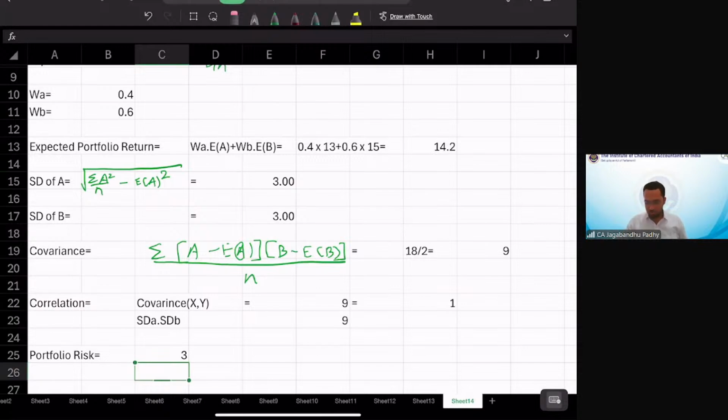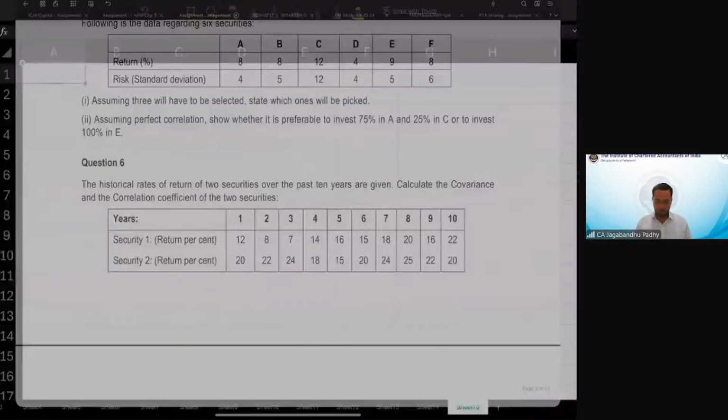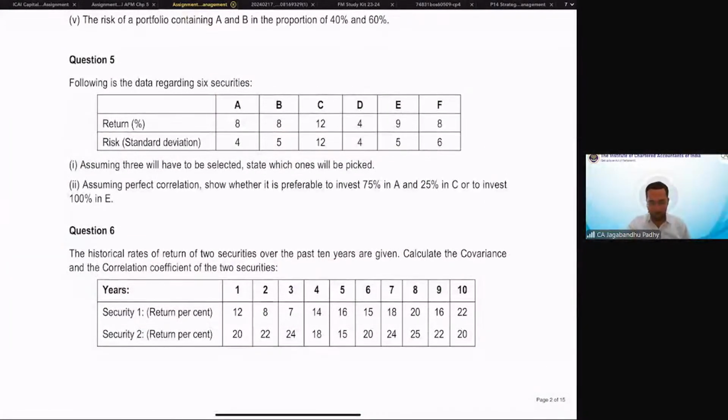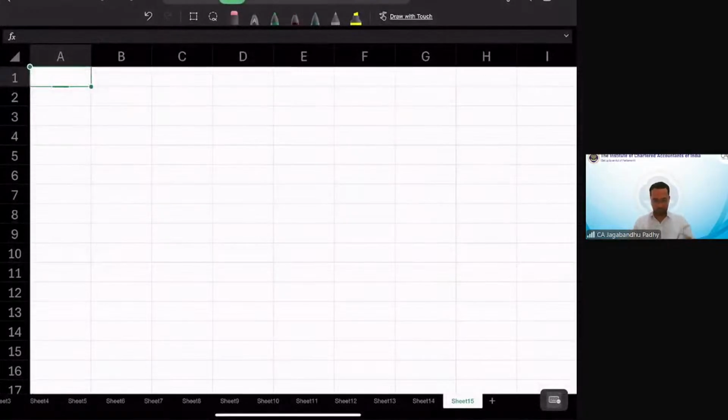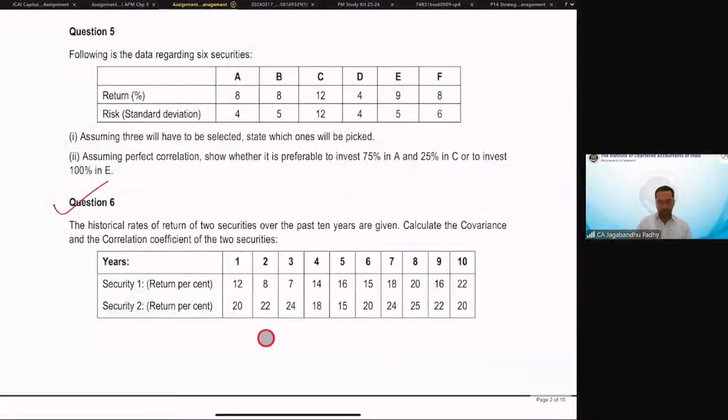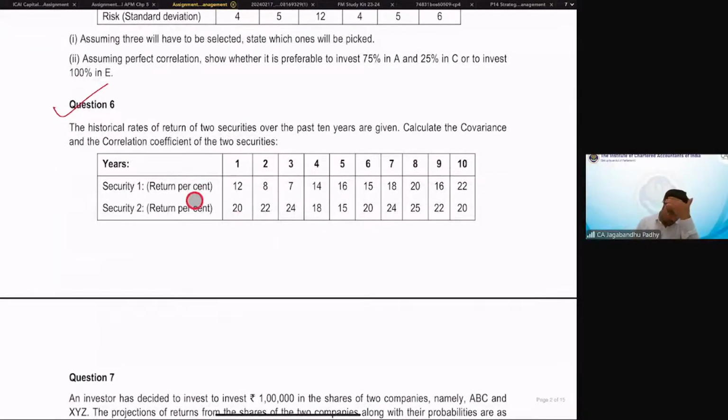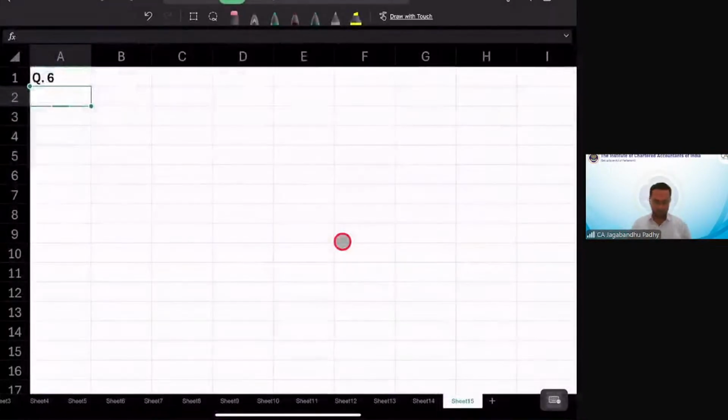Now let's do question number 6, guys. Let's complete this question number 6 now. We have the information regarding the security returns, security 1 and 2. So 2 securities are given with their 10 returns available for us. We have to compute the covariance and the correlation coefficients. So we have security 1 and 2. Let me name them as X and Y.